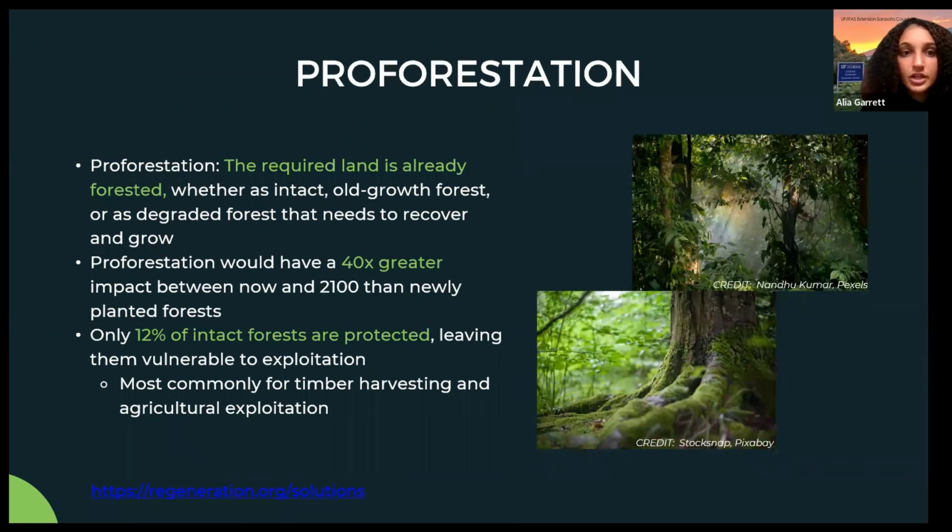Proforestation means that the required land is already forested, whether as intact old growth forest or as degraded forest that needs to recover and grow. Proforestation would have a 40 times greater impact between now and 2100 than newly planted forest. Only 12% of intact forests are protected, leaving them vulnerable to exploitation. They're mostly exploited for timber harvesting and agriculture.